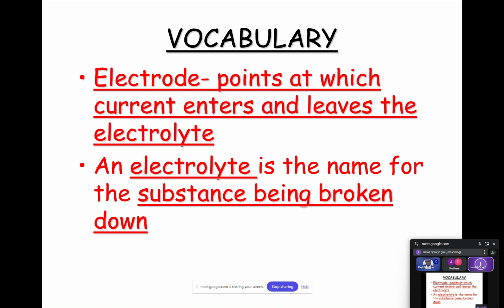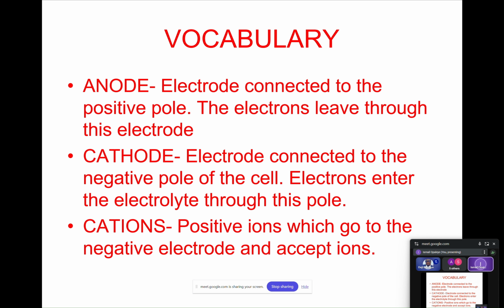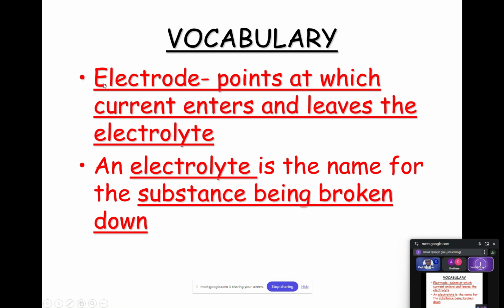So you have the electrodes. There are two of them, which we are going to see as we progress in the presentation. These are also vocabs. Remember, we mentioned that electrodes are points at which current enters and leaves the electrolyte. An electrolyte is the solution that conducts electricity, and it is the one that is broken down.